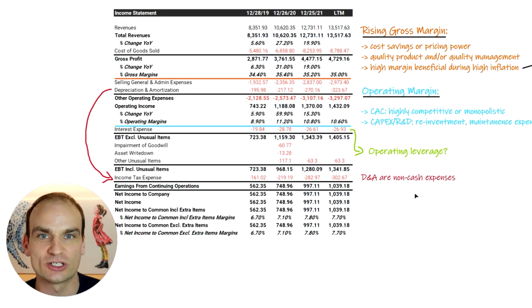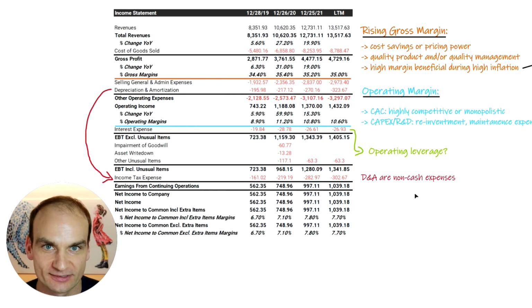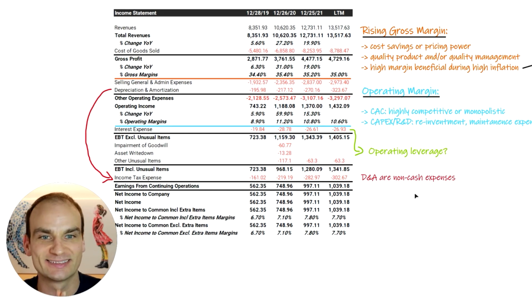Depreciation and amortization. Let's say I bought an asset. Let's say I bought a van in order to deliver my goods as a business. So that van will last 10 years and I pay $10,000 for that. Well, in 10 years, I'm going to have to replace that van.